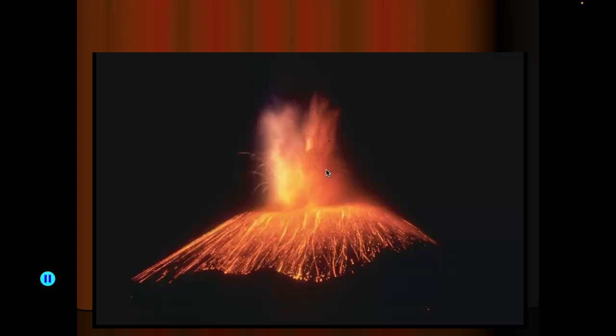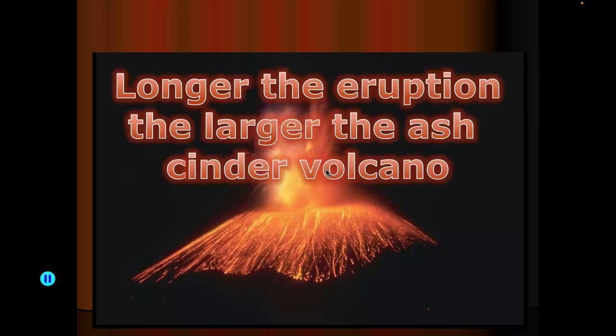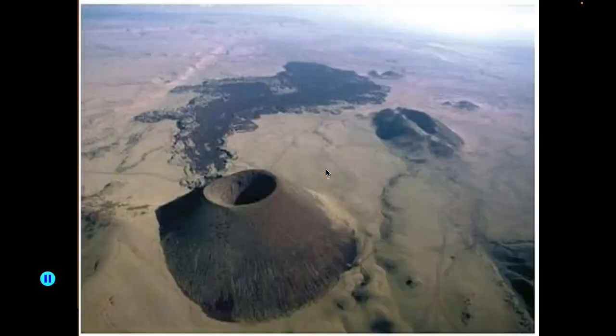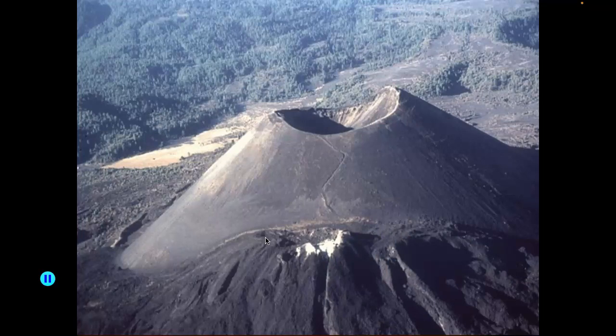So here is an eruption of a cinder cone volcano. The longer the eruption, the larger the ash cinder volcano gets to be. So here's some examples. You can see, again, what we were just talking about. It looks very textured. I always think of cinder cone volcanoes as having that very typical volcano shape of what we think of when we think of a volcano. Okay, another one.